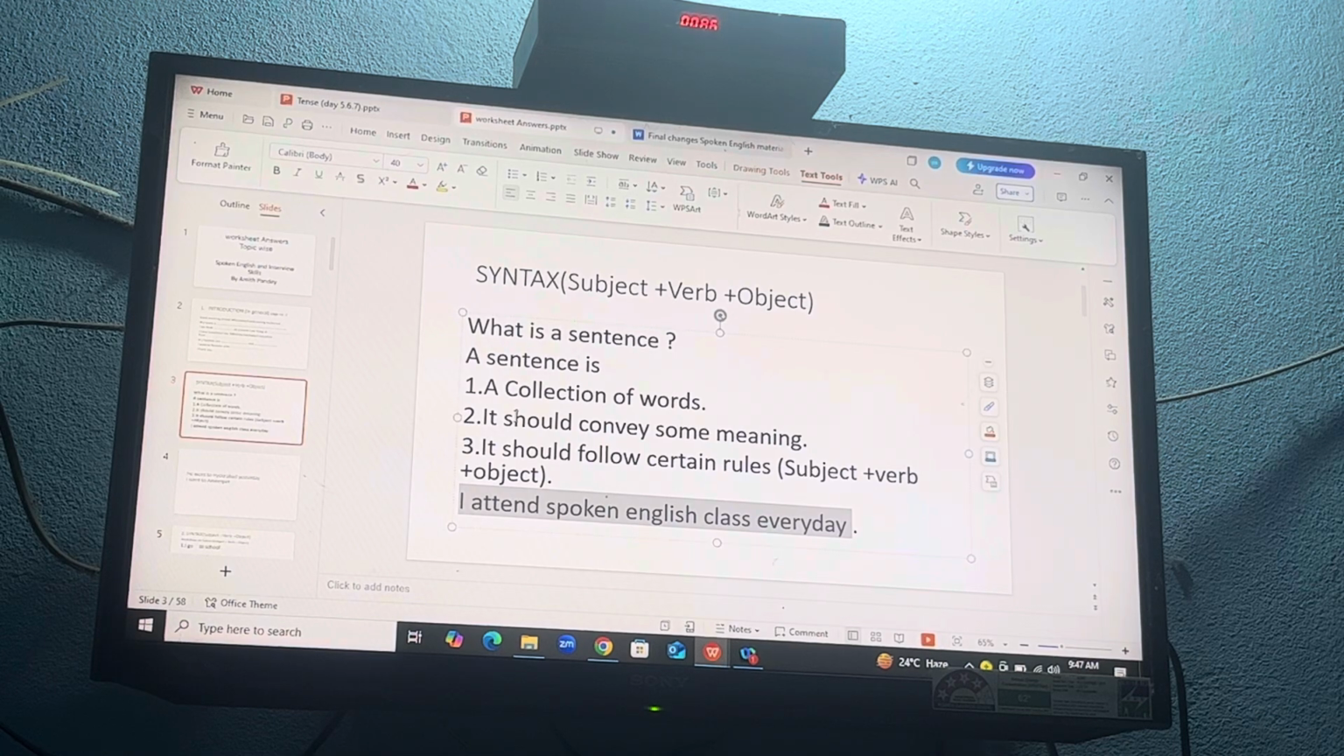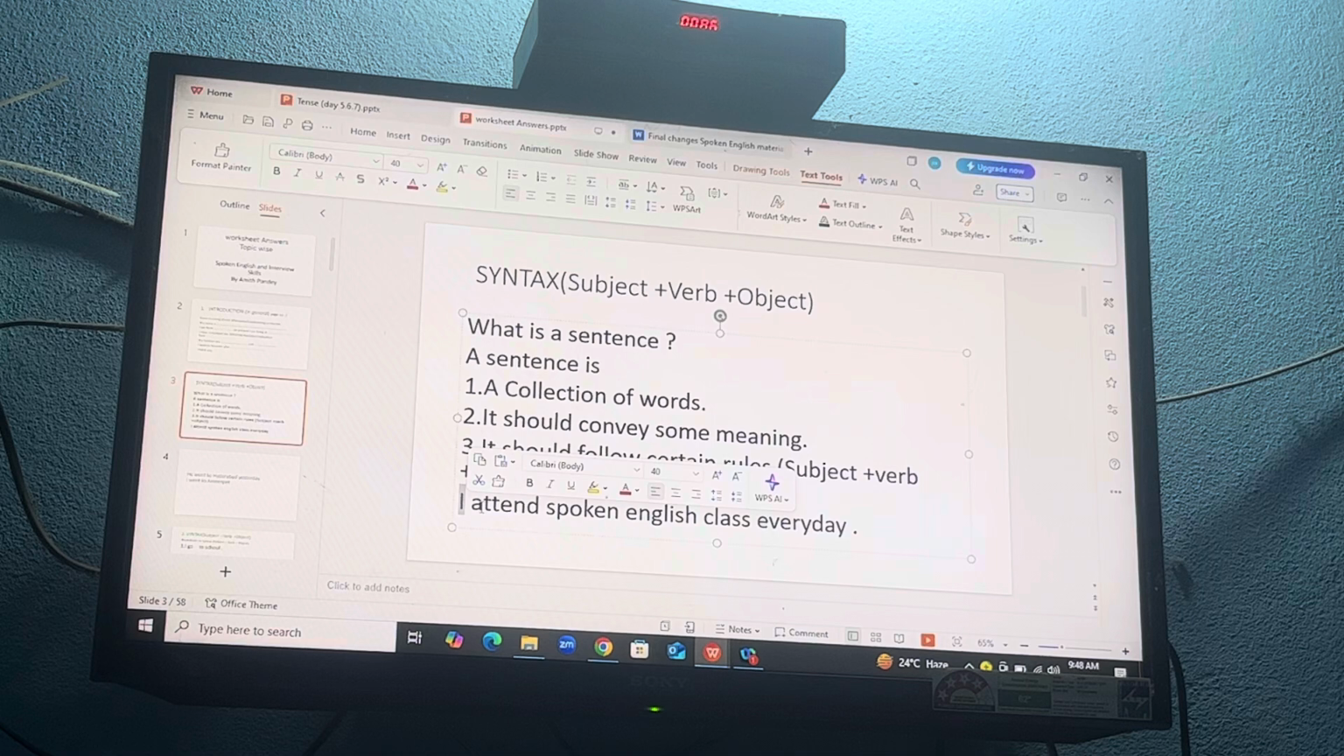Now, what is the rule that we need to follow? That is subject plus verb plus object. So what is my subject here? Everyone together. Even you can type in the comment box below. I is the subject, attend is the verb, spoken English class every day is my object. Very nice. Now, there might be one question that you can ask: sir, what if I change the order of subject, verb and object?